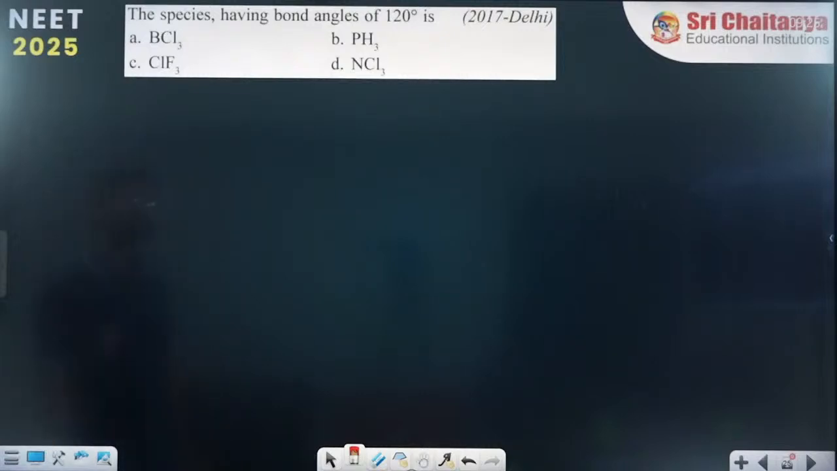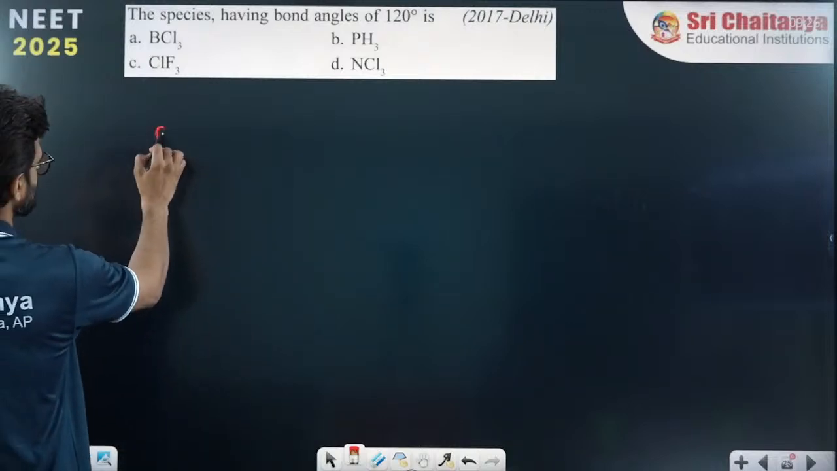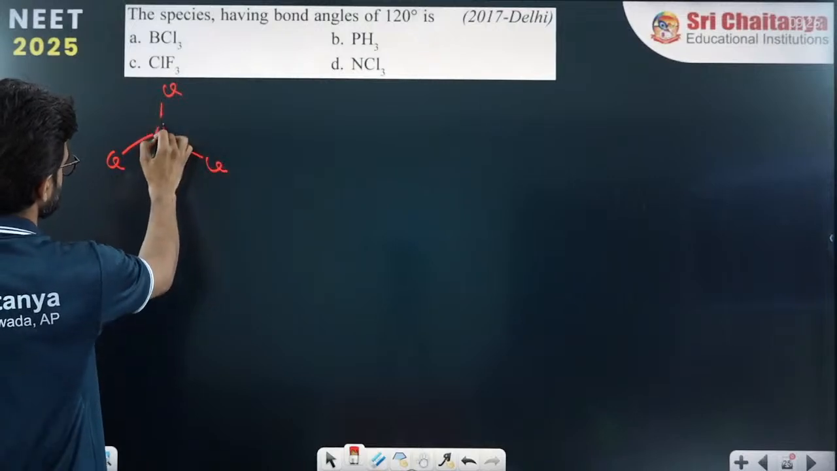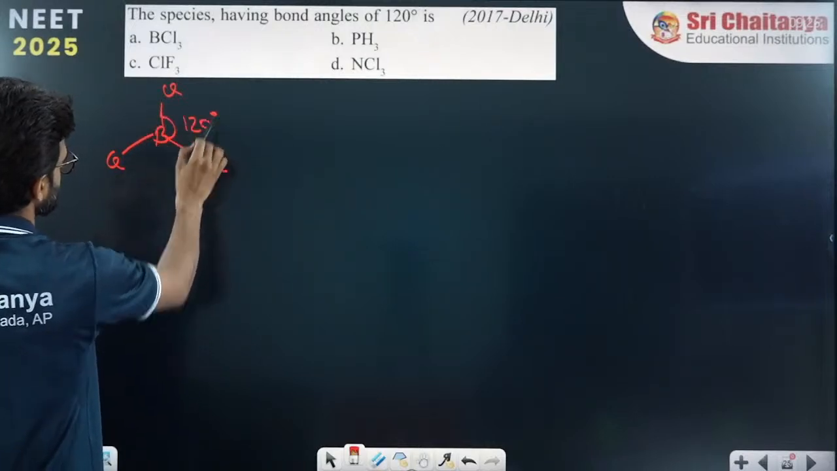Species having bond angle of 120 degree. Again, a structure based question, very important. BCl3 is trigonal planar, and the angle here is 120 degree. Fine.